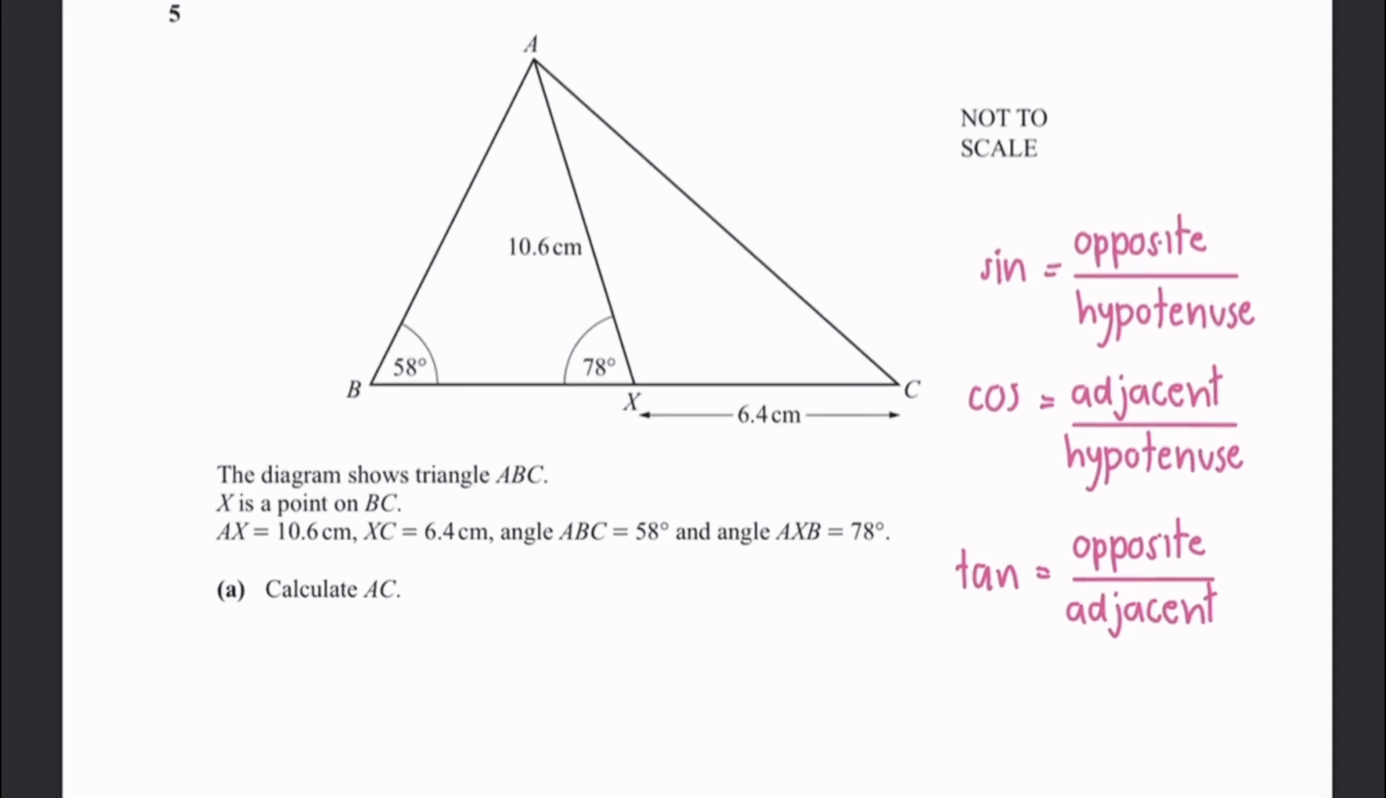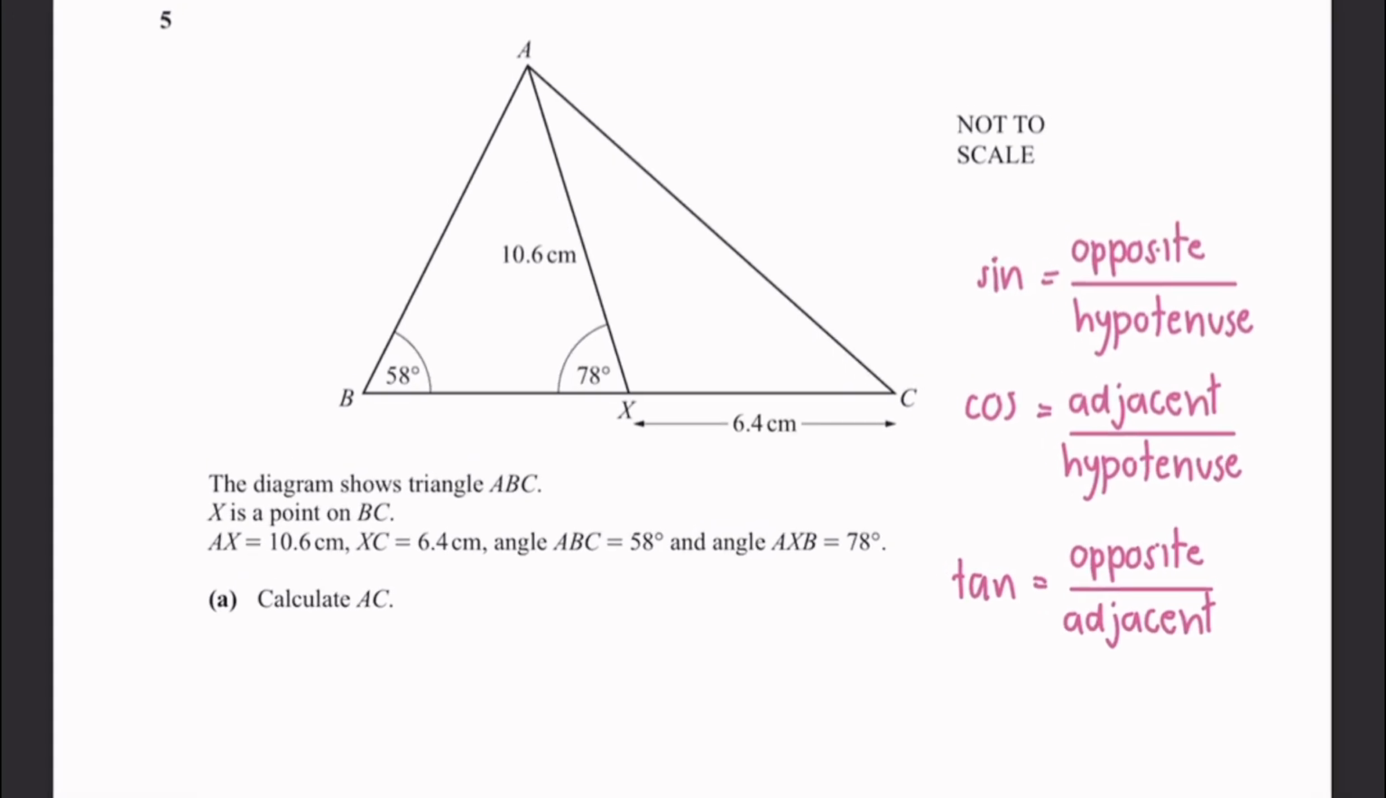Question number 5. The diagram shows triangle ABC. X is a point on BC. AX equals 10.6 centimeter. XC equals 6.4 centimeter. Angle ABC equals 58 and angle AXB equals 78. Calculate AC. AC is this side.